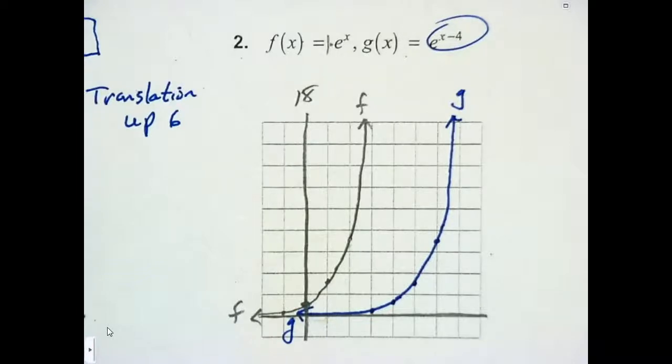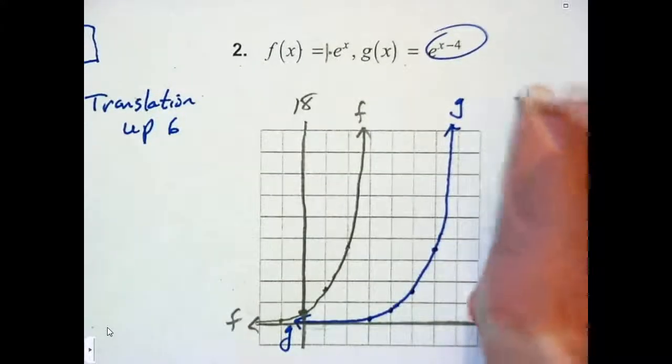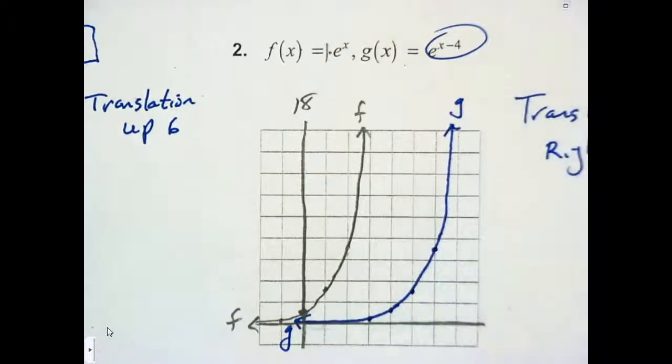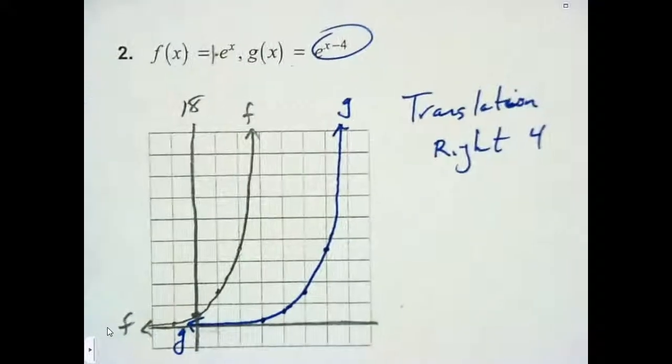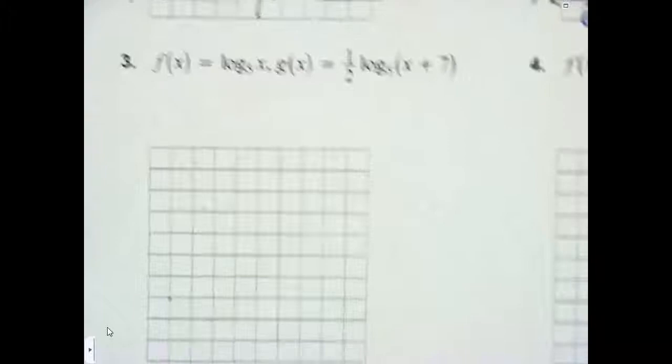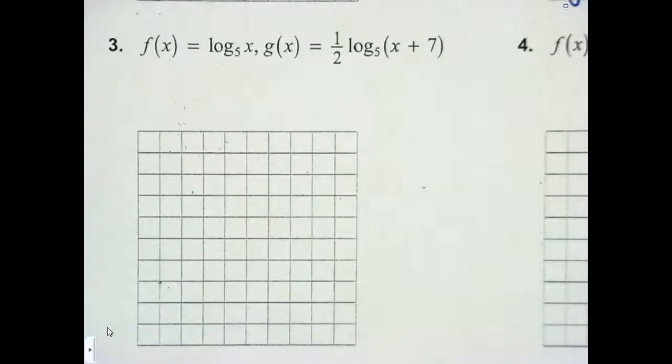All right. Next. What do you guys think? I think. Okay, so Number 3. Translation. Right. All right. Translation right 4. Okay, let's do some fun. Number 3. Hey! Woohoo! Score!